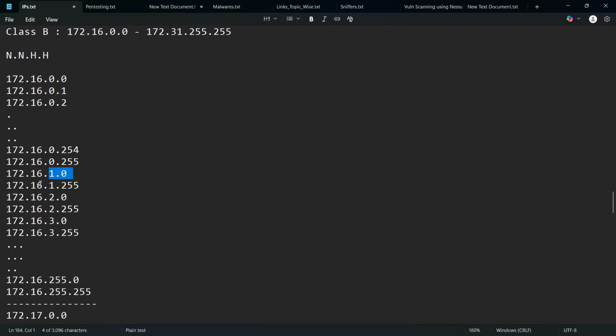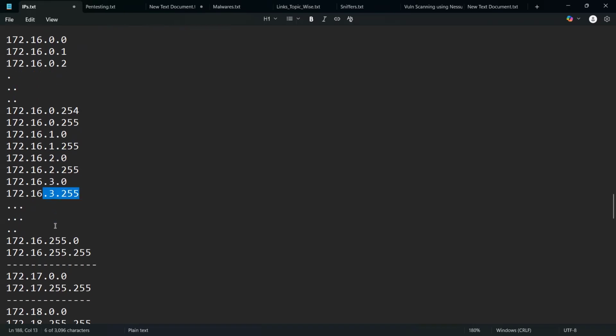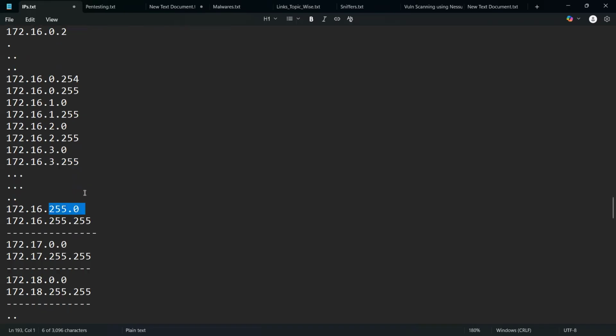So 1.0, 1.1, 1.2, 1.3, 1.4, all the way up to 1.255, then 2.0, 2.1, 2.2, 2.3, 2.4, which goes up to 2.255, then 3.0, 3.1, 3.2, 3.3, which goes up to 3.255. Like that, it can go on and on, and somewhere down the line you would have 255.0, 255.1, 255.2, 255.3, which goes up to 255.255.